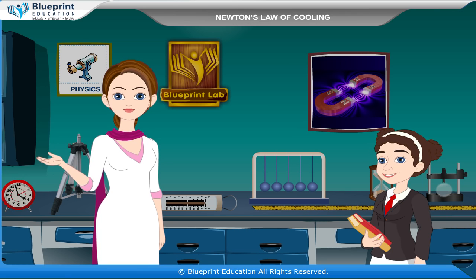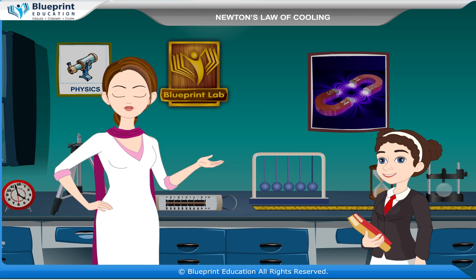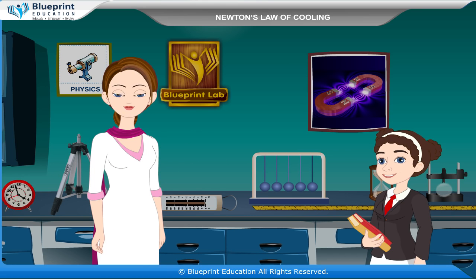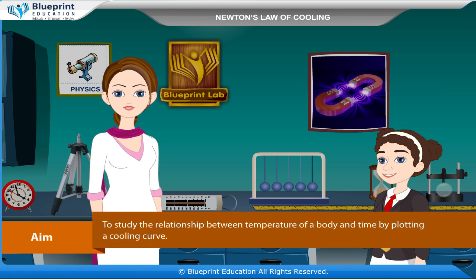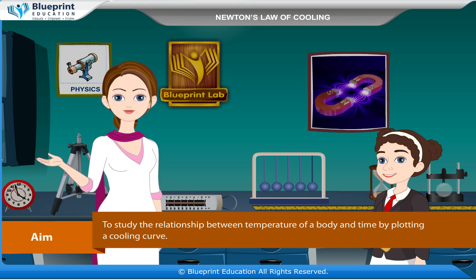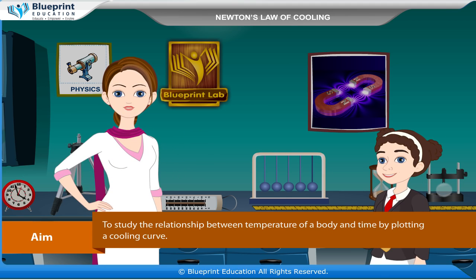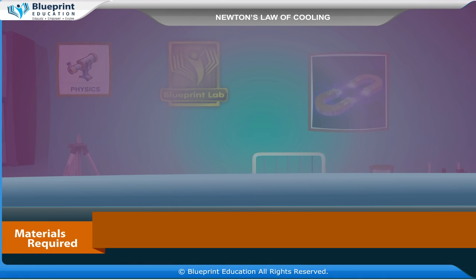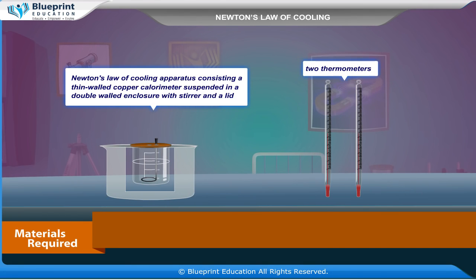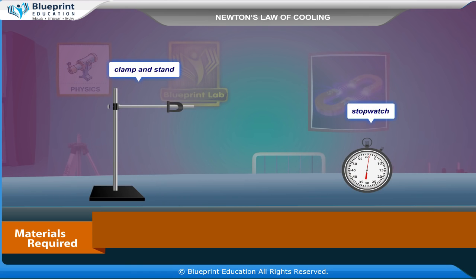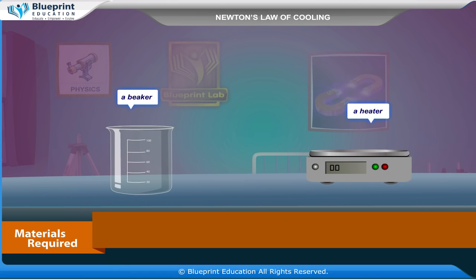Let's do an experiment to study the relationship between temperature of a body and time by plotting a cooling curve. The materials required are Newton's law of cooling apparatus consisting of a thin-walled copper calorimeter suspended in a double-walled enclosure with stirrer and a lid, 2 thermometers, clamp and stand, stopwatch, a beaker, a heater.